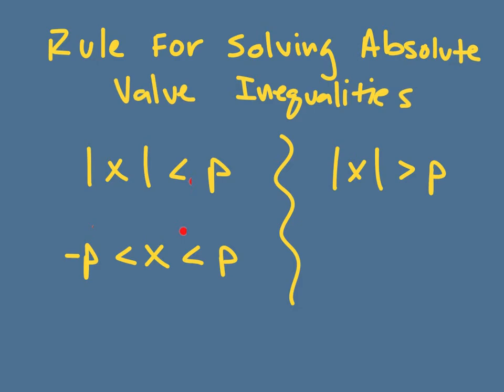The other way you can say this is that x is greater than p, or we write that x is less than negative p. And so these are the rules that we want to use in order to solve any of these kinds of problems. So let's look at some examples.